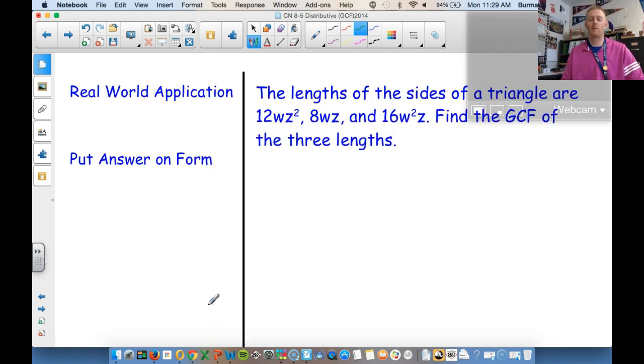I have one more example for us. It says that we're supposed to find the lengths of the sides of a triangle that are 12wz squared, 8wz, and 16w to the second z. Our job is to find the GCF of the three lengths. So we have three numbers this time that we're going to be using to find all the information for our GCF. Make sure that you write all three numbers and break them apart and put that again on the answer form on my website.